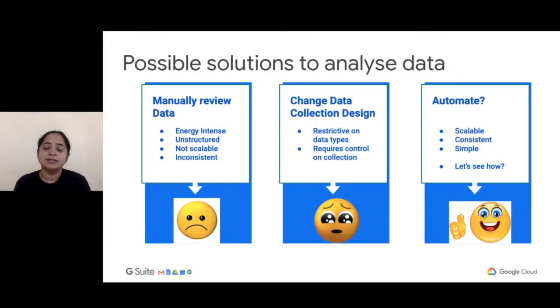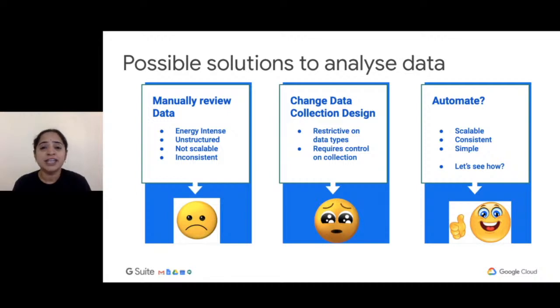Other than that, it cannot be scalable. If you want to repeat the process on multiple docs and sheets, it's absolutely not scalable because you need multiple resources, multiple people doing it, and again, everyone may have inconsistent results. It leads to unstructured feedback and unstructured results, and it won't be in a particular format. And most importantly, it's extremely energy intense.